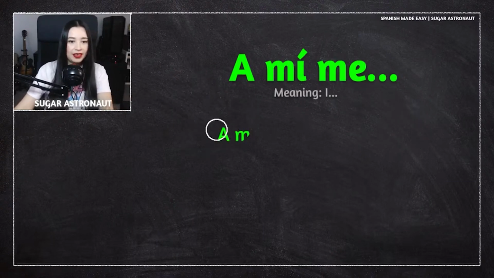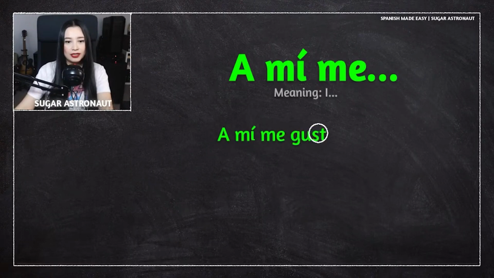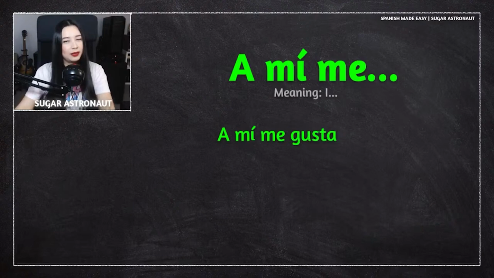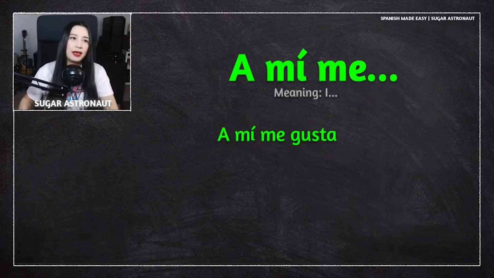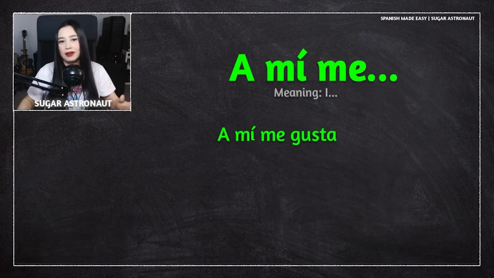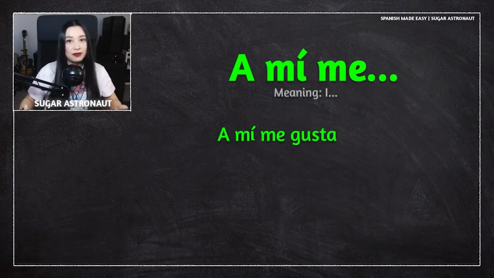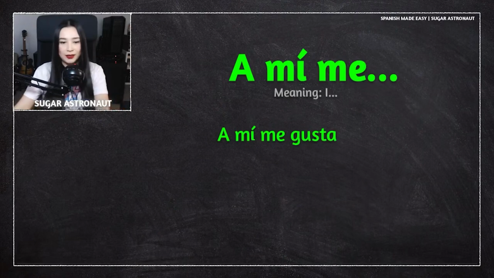Okay. A mí me gusta. If you're familiar with Spanish, you probably know that a mí me works really well with the verb gustar, which means to like. So a very common thing to say in Spanish as well is a mí me gusta. But there are also other verbs that you can use with a mí me, okay? So let's look at this example.